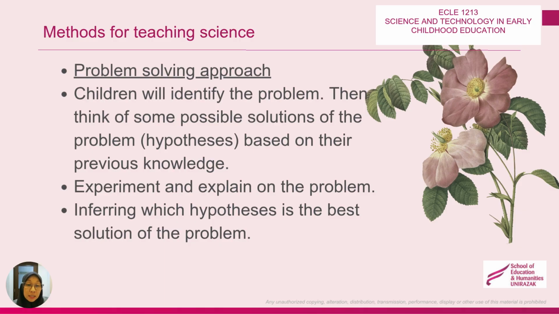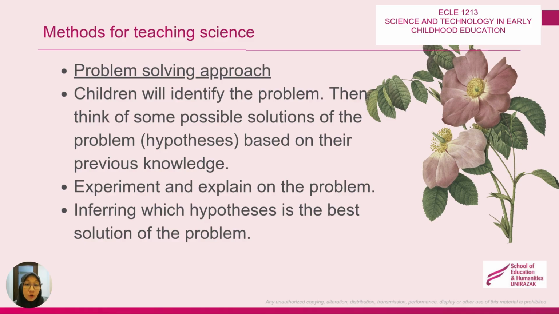So of course the first thing is for the children to start by identifying a problem that they want to solve, because this is a problem solving approach. Therefore they need to identify what are the problem that they need to solve, and then next they will need to think about a different possible solution, or also known as hypothesis. So they will use what they already know, okay, to come up with this idea. So in order for them to come up with different possible solution, they need to use their previous knowledge.